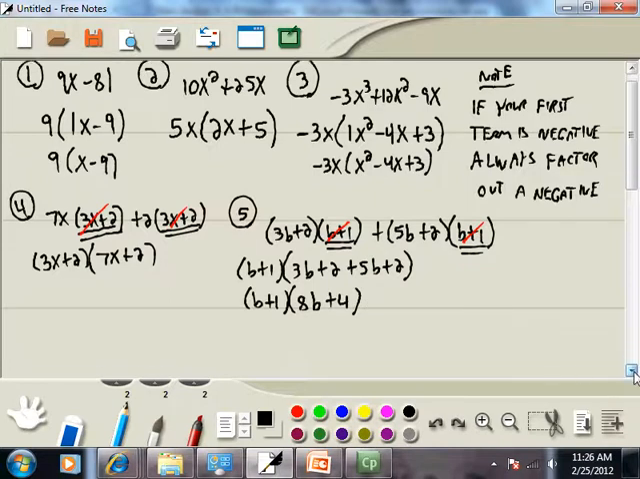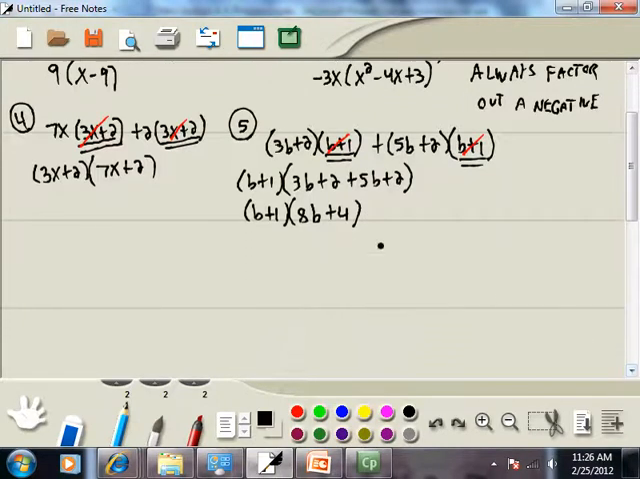Now after we've done that, notice that in our second set of parentheses here, these are still both divisible by 4. So I can factor a 4 out of that. 8 divided by 4 gives me 2 with a b, plus 4 divided by 4 gives me 1. Now whenever you have a number like that, usually the number is written out in front. So this would be 4 times b plus 1 times 2b plus 1. And that would be your answer.